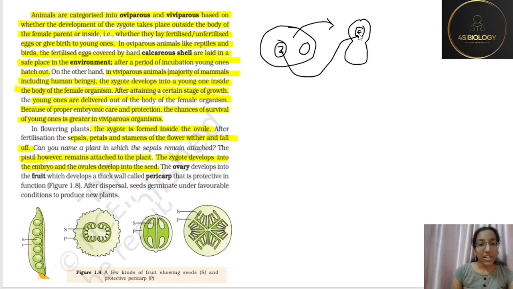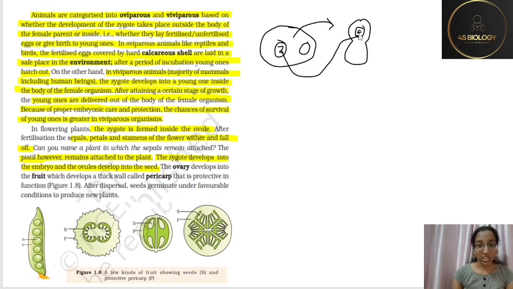Next, the ovary develops into the fruit, which develops a thick wall called pericarp that is protective in function. After dispersal, seeds germinate under favorable conditions to produce new plants. The ovule becomes a seed, and the ovary outside will develop into a fruit. That fruit will have a thick wall called pericarp, the protective layer, which is the function of the ovary. After dispersal, when it becomes big, it will disperse, it will germinate and it produces new plants.